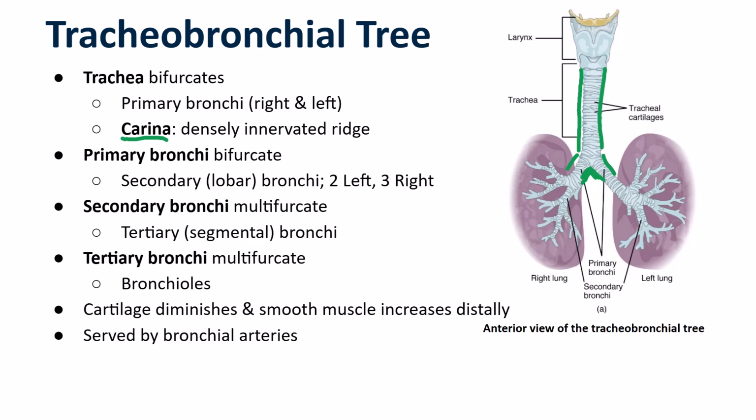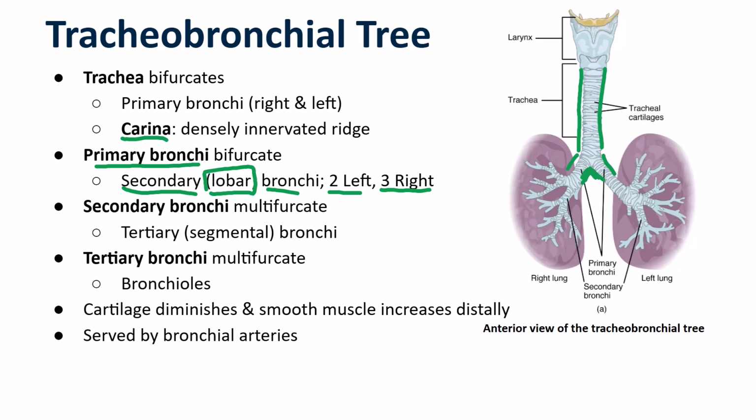Those primary bronchi are going to bifurcate or multifurcate into secondary or lobar bronchi. So primary bronchi serve lungs, secondary bronchi serve lobes of lungs. So there are two secondary bronchi that serve the left lung and three which serve the right lung. That's because the left lung has two lobes, the right lung has three.